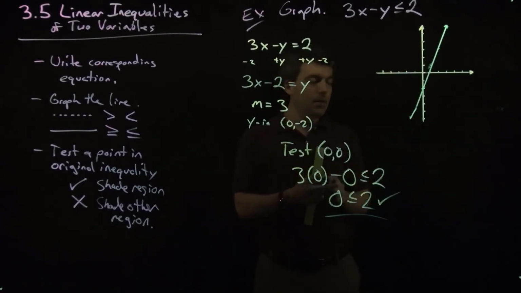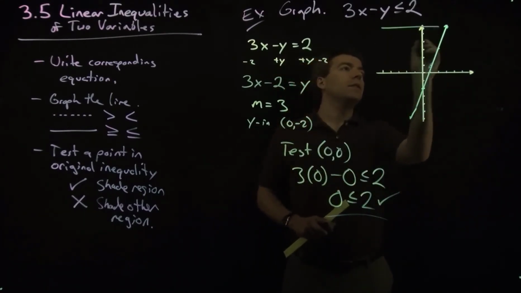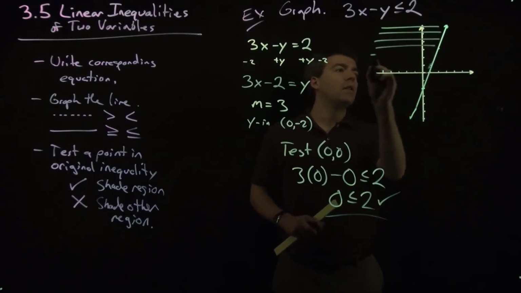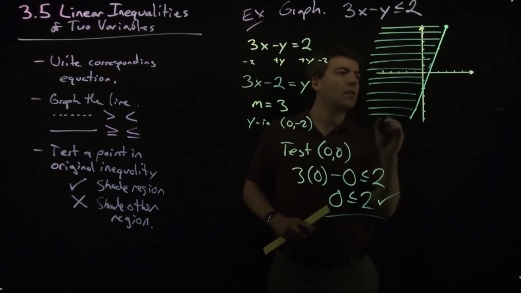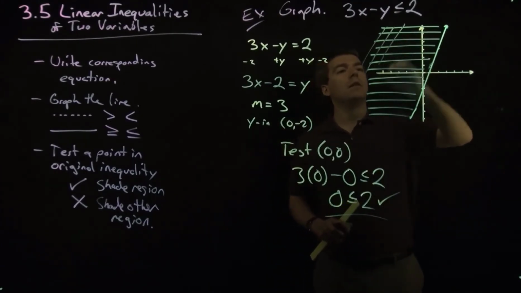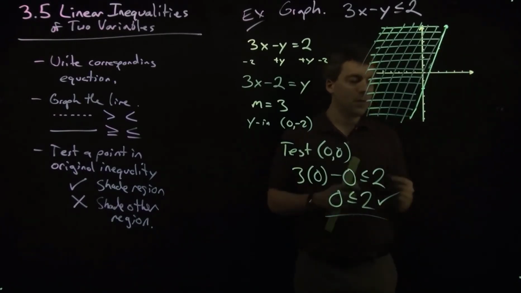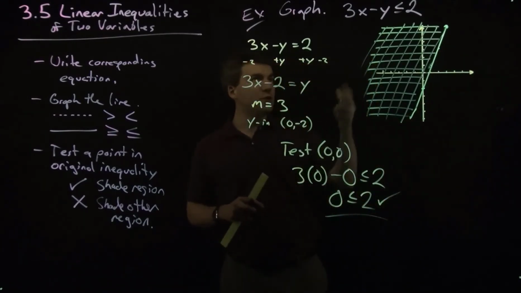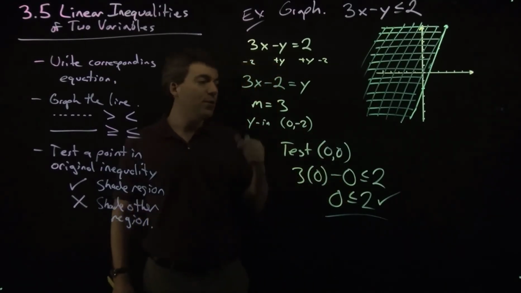So that means we're going to shade this half. So go ahead and just shade this. There we go. And so that is solving or graphing the linear inequality of two variables.